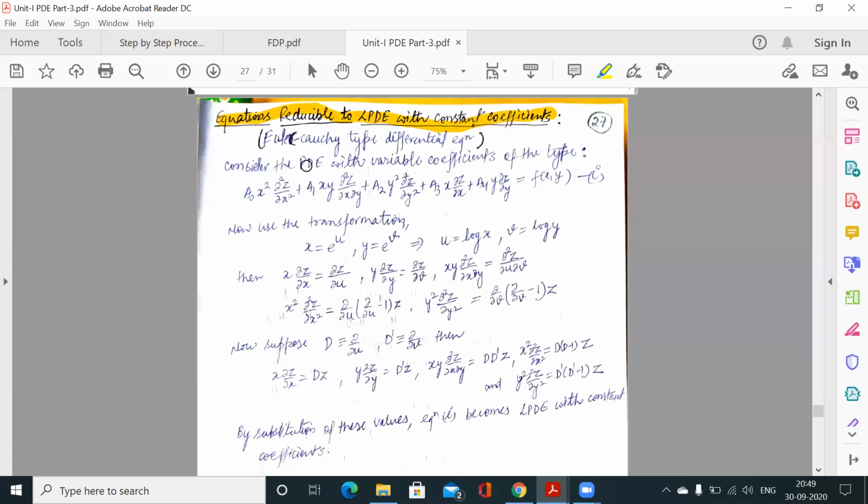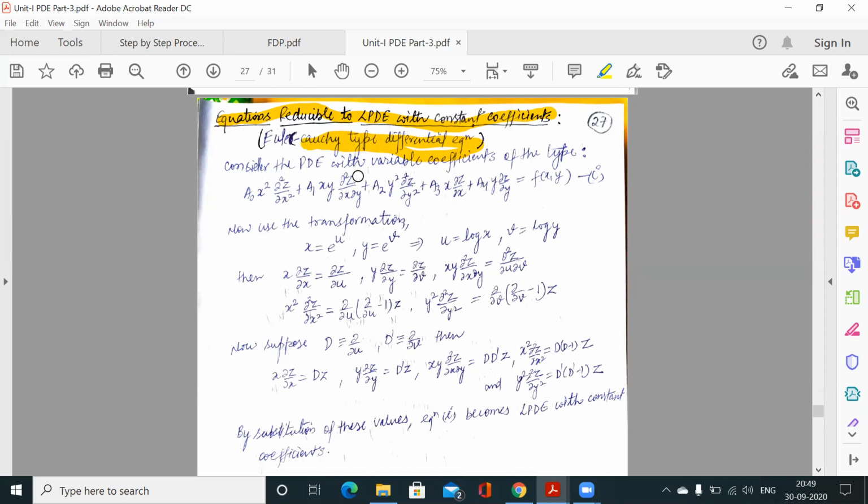So if you remember Cauchy's equation in the case of ordinary differential equations, we started with linear differential equations with constant coefficients. There we had a solution like complementary function plus particular integral. And after that topic, if you remember, we had studied the Cauchy's equation.